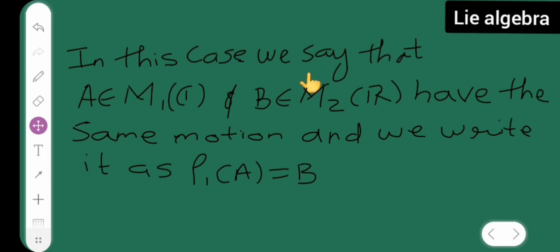So in this case we say that A belonging to M1 of complex and B belonging to M2 of R have the same motion, and we write it as rho 1 of A is equal to B. So this theorem ends up here. Okay, you all can write it down.